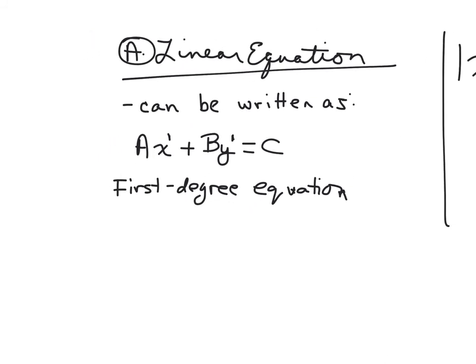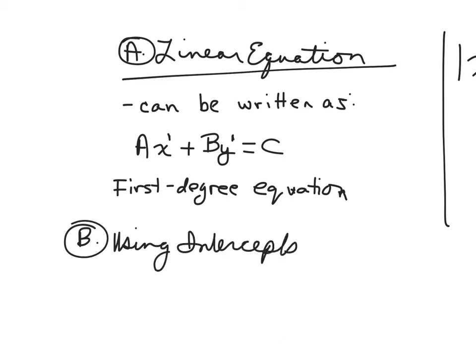Now, we're going to graph lines two different ways. Today, we're going to graph lines one way. Later in the chapter, we'll do it a different way as well. So today, we're going to graph lines by using the intercepts. Part B of our notes. Using intercepts to graph lines.